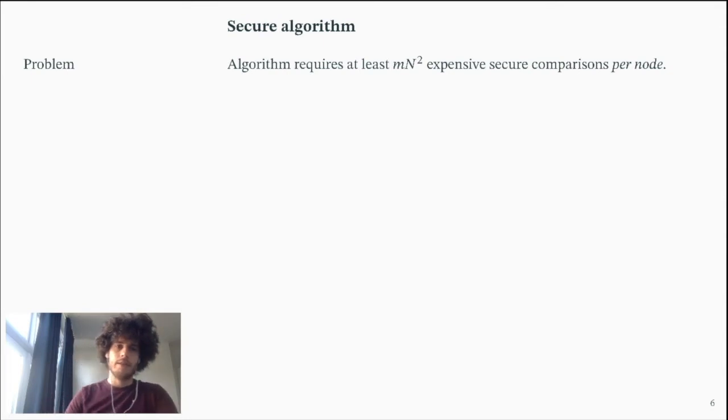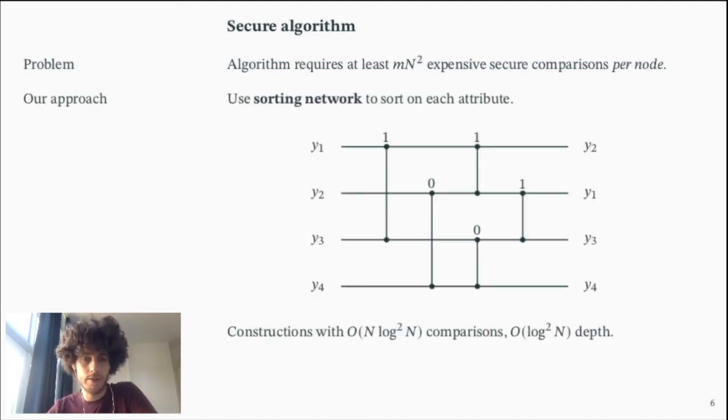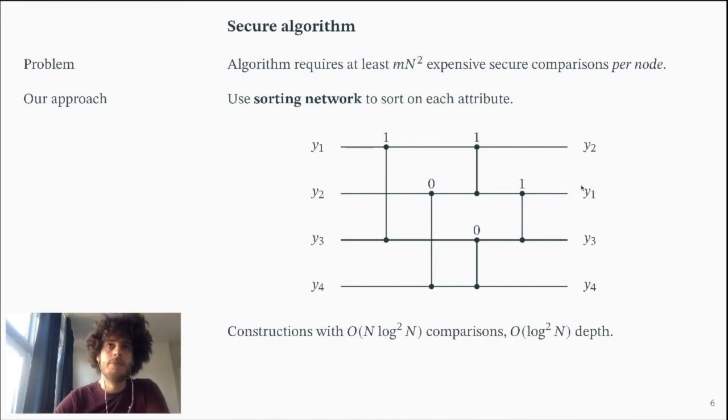Now the downside of this is that it requires a lot of secure comparisons per node, and this is very expensive in MPC. So in our secure algorithm, we're first going to sort based on each attribute. For this we use a sorting network. A sorting network looks like this, for example. For 4 values we have this sorting network.